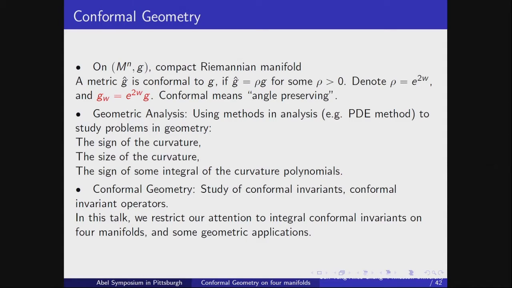And so for that reason, we denote G hat by G hat equal to a positive function rho times G. So the length of a vector is stretched, but angle is preserved. That's called conformal. And for this talk, to emphasize rho is a positive function, I will usually denote rho to be exponential 2w. So in my notation, G_w is in the same conformal class as G, and is exponential 2w times G.